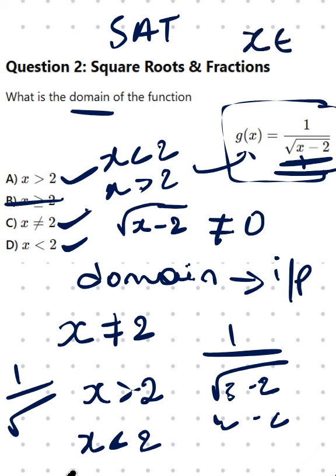So here x can be any real number except positive 2. So in that case, we need to consider option A, saying that x must be greater than 2 for a valid input for the given function.